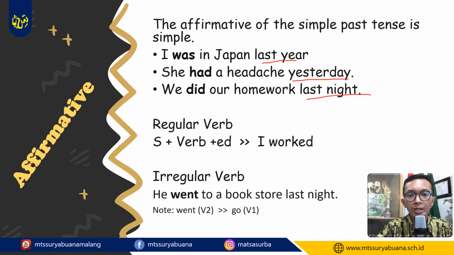And after you know the rule of how we use the simple past tense, here is the formula of the simple past tense, starting from subject followed by verb plus ed. I worked. Yeah, it is for the regular verb, but it will be different if the verb is irregular. For example, he went to a bookstore last night. In this sentence, you can see the verb is went. Went is the second form of go. He went to a bookstore last night.